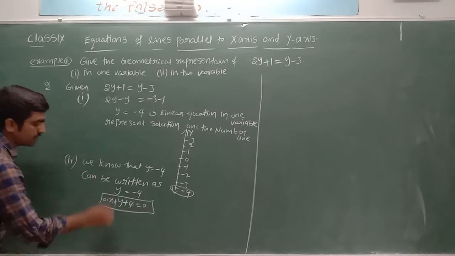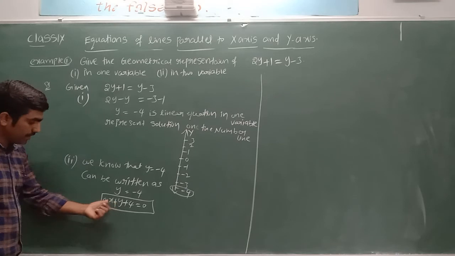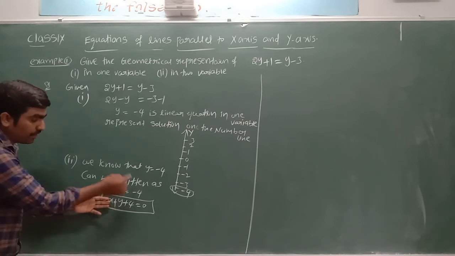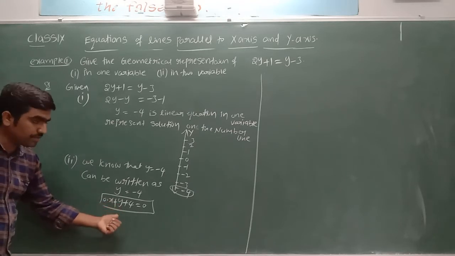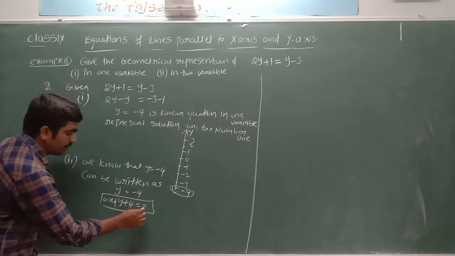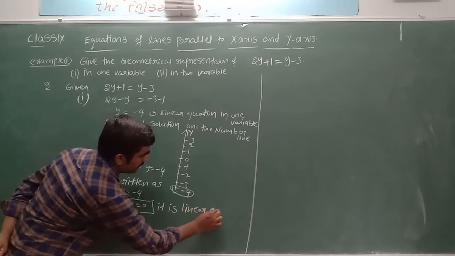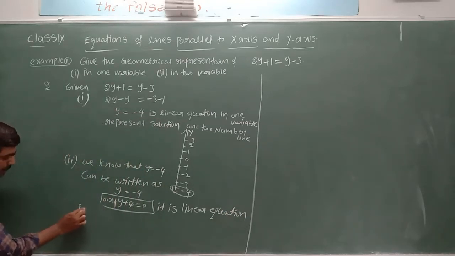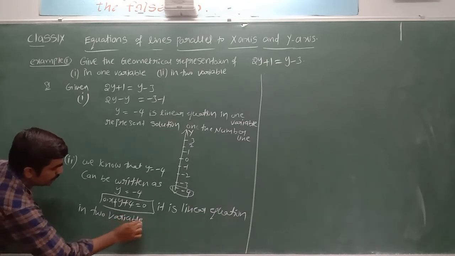Now it is a linear equation in two variables x and y. Here the x coefficient is 0. 0 into something is 0, so we get the same previous equation. For whatever the x value, the y value is the same. Y is equal to how much? Minus 4. Now it is a linear equation in two variables.